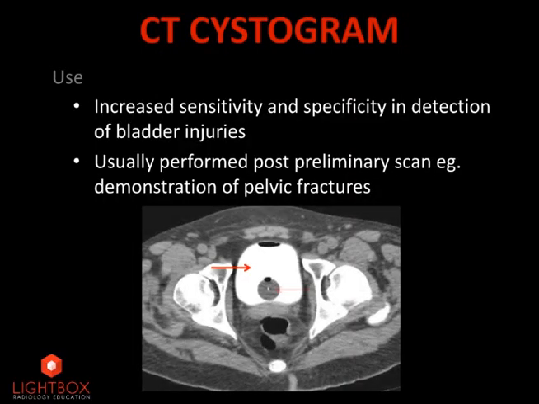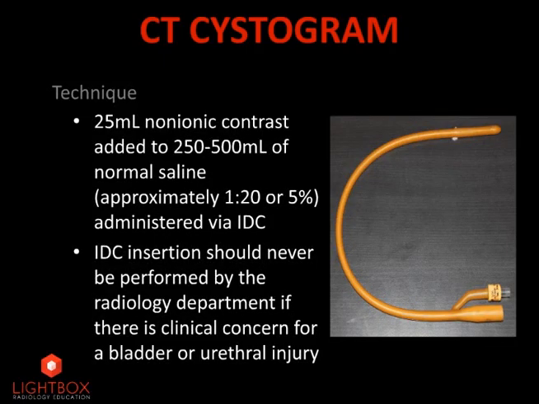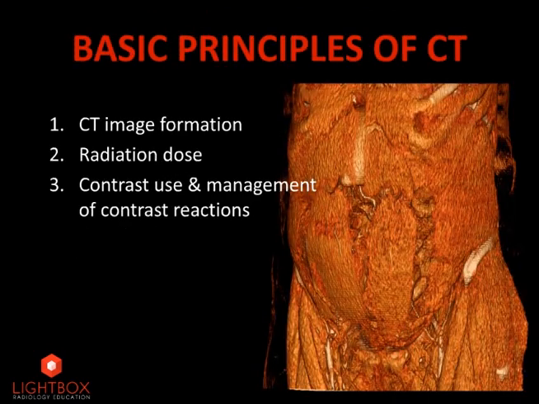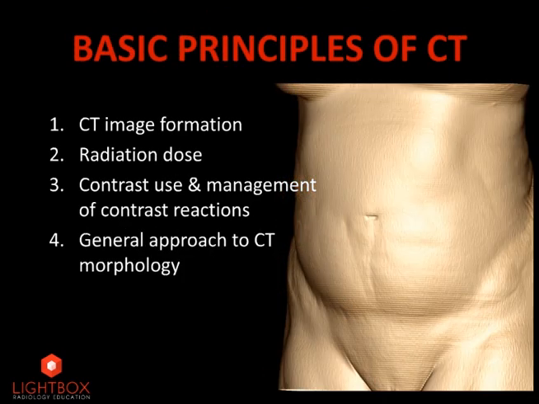A CT cystogram is the investigation of choice in detecting bladder injuries in the setting of trauma. 250 to 500 ml of diluted contrast is introduced via an IDC under gravity. In the setting of trauma, an IDC should never be inserted by any clinician, including the radiology department, until there has been a urological review. In the next section, we'll discuss general approaches to changes in CT morphology.